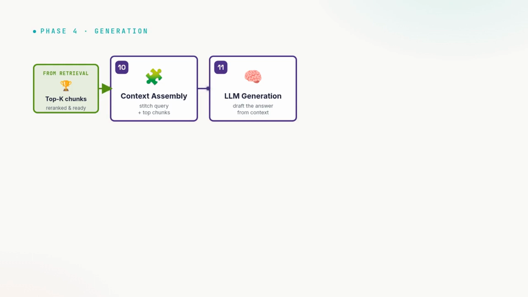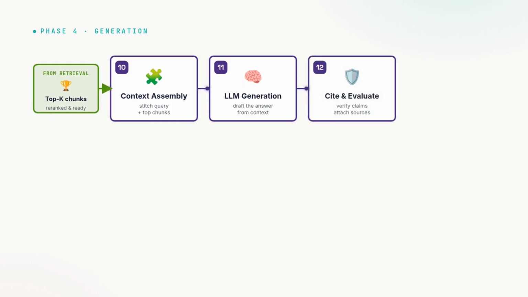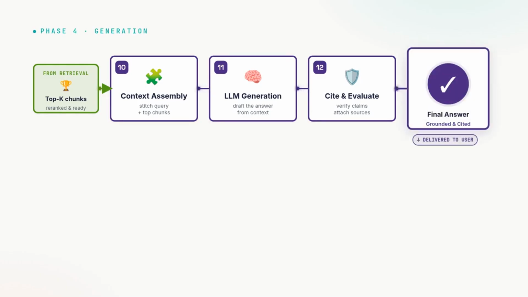Step 12, citation and evaluation. Every claim gets a source attached, and the answer gets checked. Did it stay grounded? Did it hallucinate? Are the citations real? This is the gate, not a hope. And out the end, the final answer. Grounded and cited. A white card, a purple checkmark, a reader who can trace every sentence back to a chunk. That's the promise delivered.